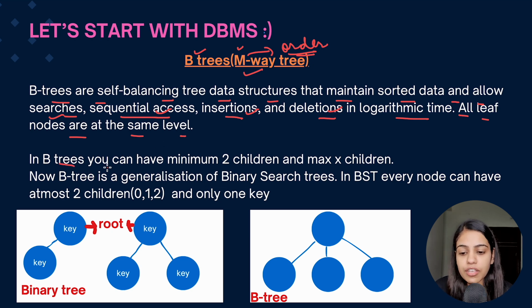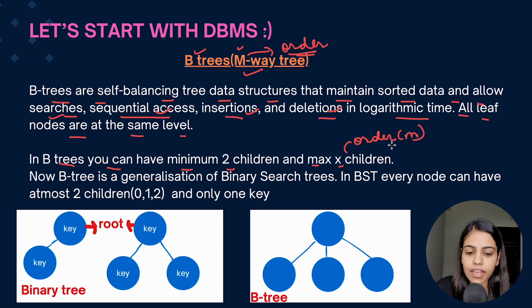Now in a B tree you can have a minimum of 2 children and a maximum of x children, where x is the order of the given tree. Order is also represented using M, but here I am using x for reference. Now a B tree is a generalization of a binary search tree. If you don't know about binary search trees, I suggest you go ahead and have a look at what a binary search tree is, because if you have a basic concept of binary search trees, B trees and B plus trees will be really easy to understand.